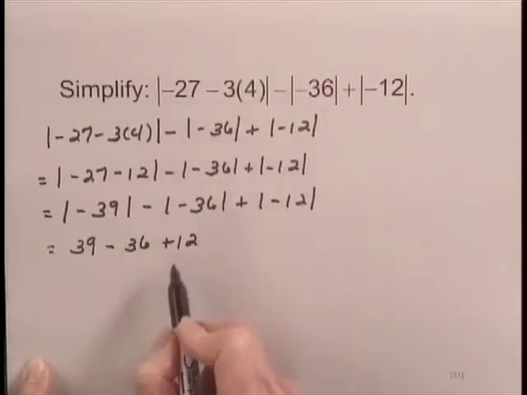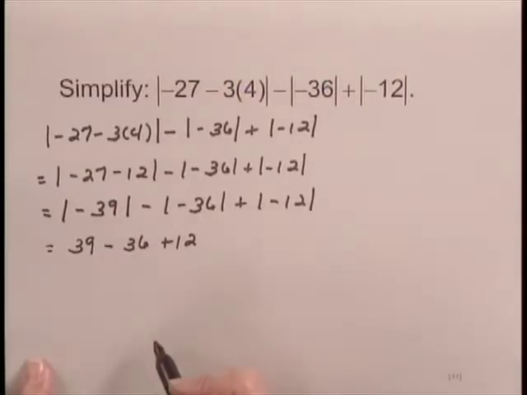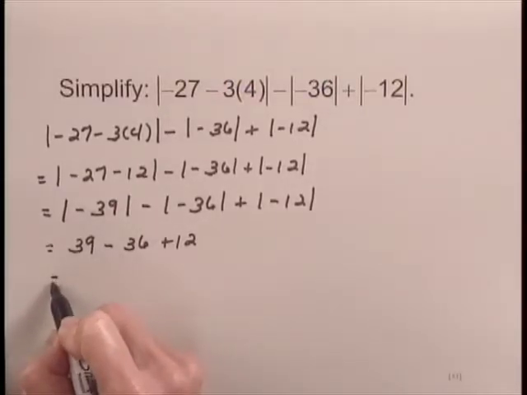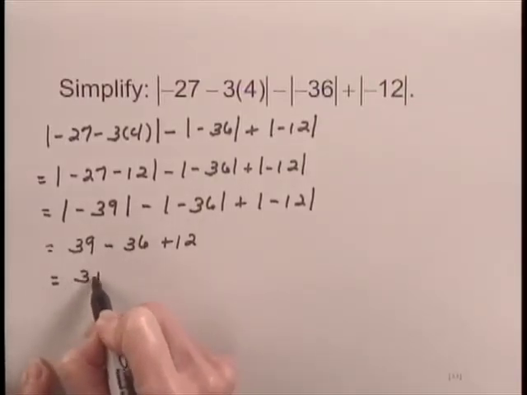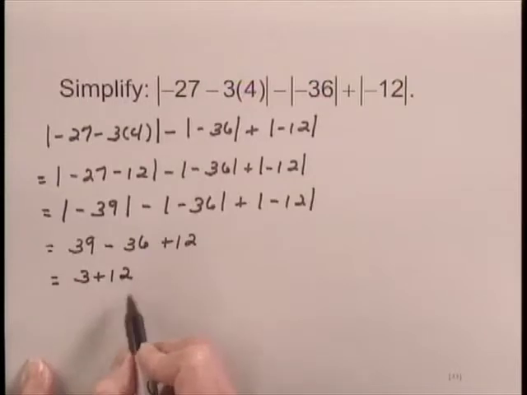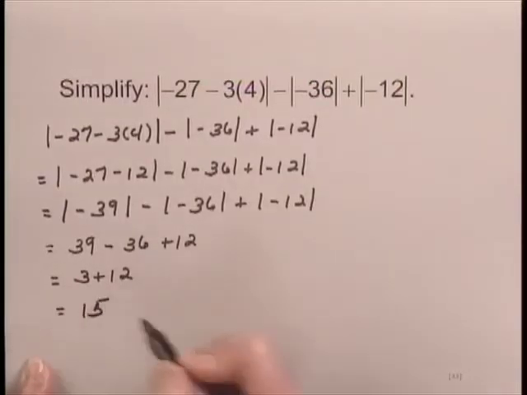So I have a subtraction followed by an addition here, and I'll do those computations in order from left to right as the order of operations tells us to do. 39 minus 36 is 3. So we have 3 plus 12, and that gives us the final result of 15.